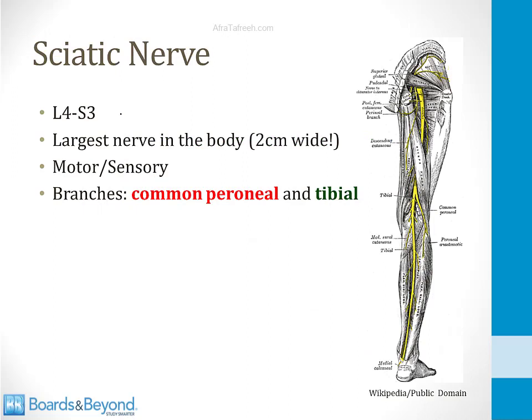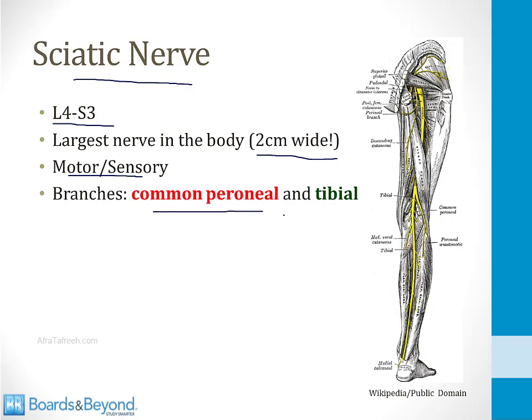The sciatic nerve derives from the lumbosacral plexus levels L4 to S3. It's the largest nerve in the body. It's up to 2 centimeters wide, and it has both motor and sensory functions. In the video on lumbar radiculopathy, I talk about the sciatic nerve in detail because many lumbar radiculopathy syndromes involve the sciatic nerve. What I'm going to talk about in this video, however, are the 2 branches of the sciatic nerve in the lower leg.